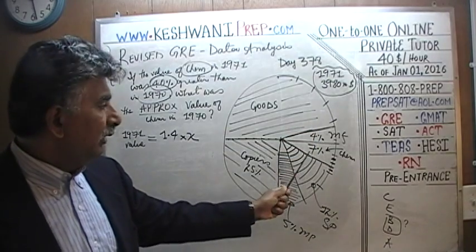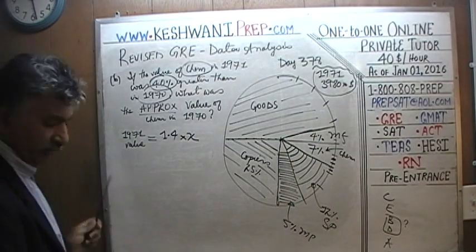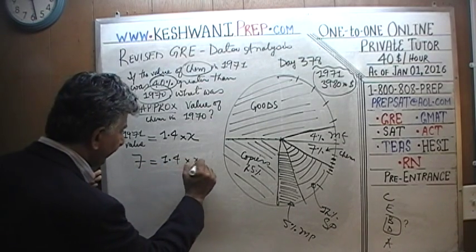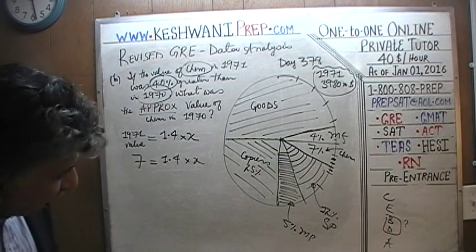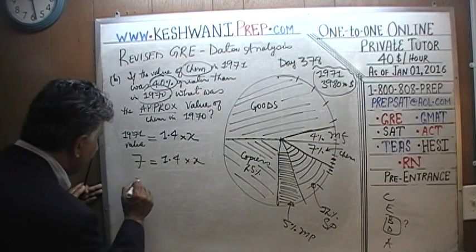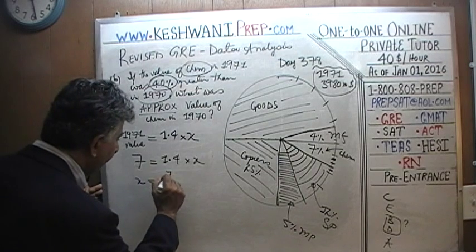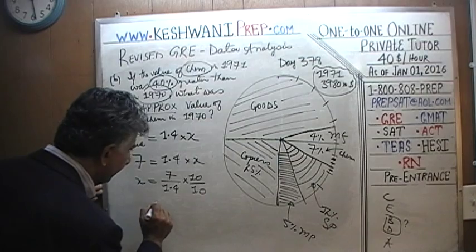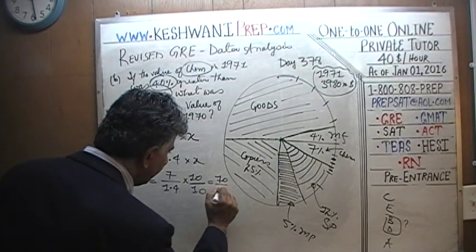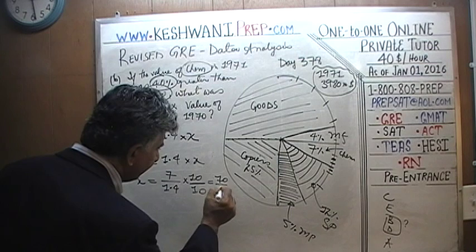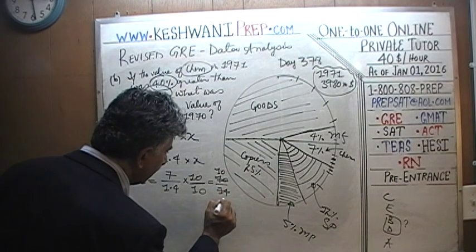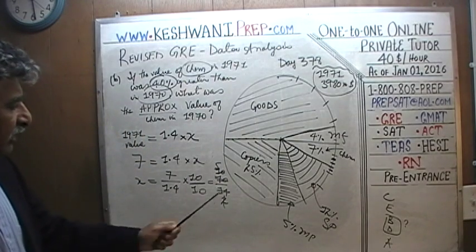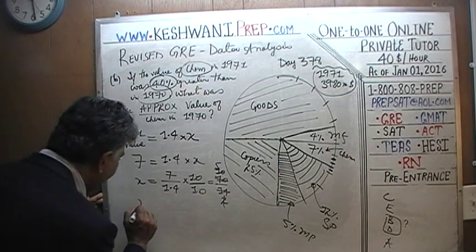Don't worry about the dollar amount right now. Let's do it in percentage first. It was 7%. So the 7 has to equal 1.4 times X. 1.4 times X is very simple, very straightforward. Therefore, X is going to be, divide both sides by 1.4, 7 divided by 1.4. Multiply top and bottom by 10, and you will end up with 70 over 14. Divide top and bottom by 7, and you will end up with 10 over 2, or 5. Of course, 14 times 5 is 70, so X is 5.